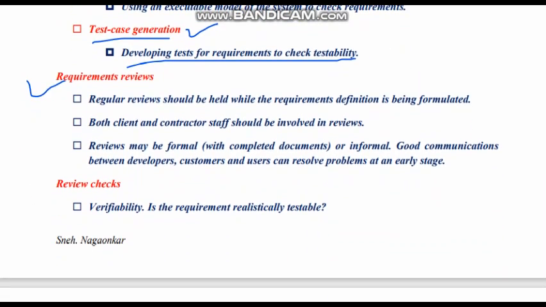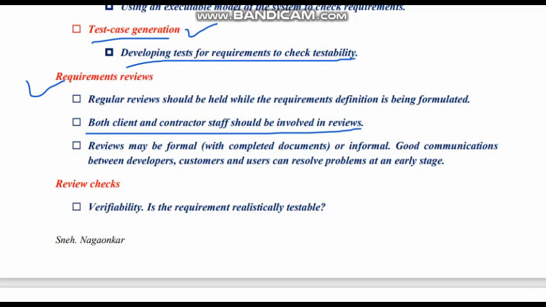So here I was trying to explain in more detail. In requirement reviews, regular reviews should be held while the requirement definition is being formulated. It means when you are defining the requirements, at the time of making the proper set of requirements or finalizing them, you have to regularly review those requirements. Who can do those reviews? Both the clients and contractor staff. You can also give the requirements to the client if you feel he can understand, and some staff members, your team or a specific person, can go through those reviews. Reviews may sometimes be formal or informal. Formally you may ask for a review, or informally you may ask another related person to check whether the requirements were obtained correctly or not.